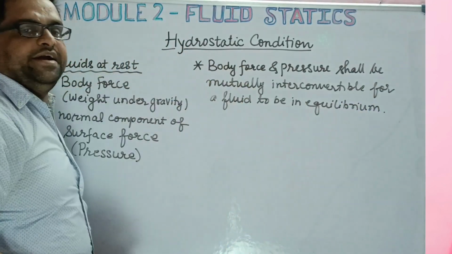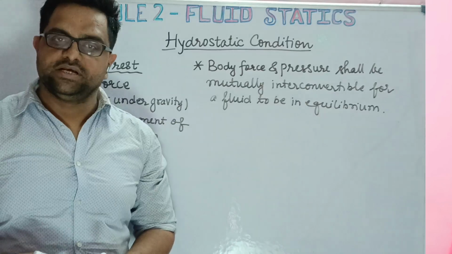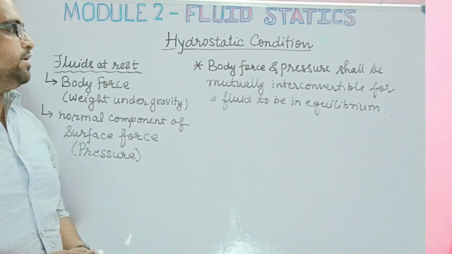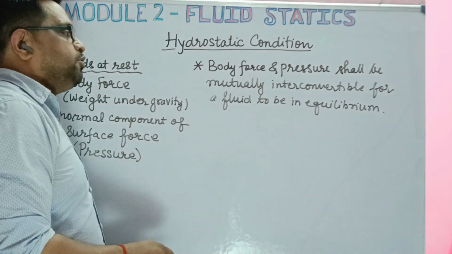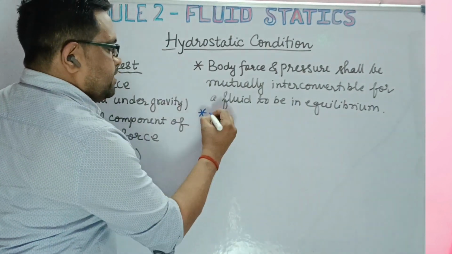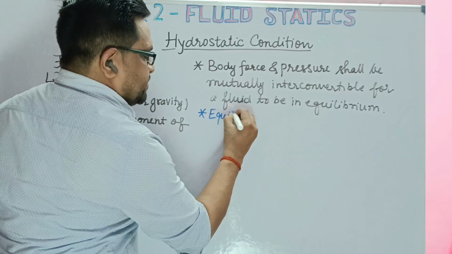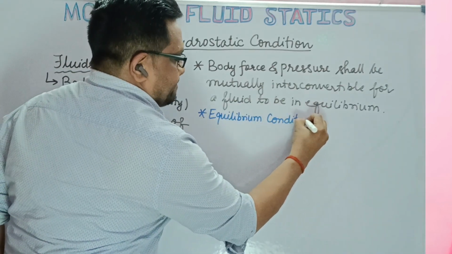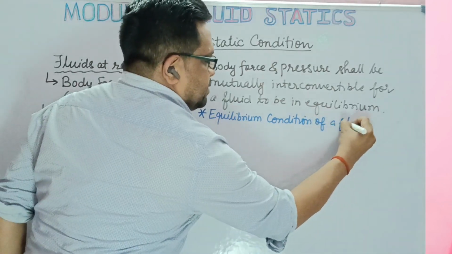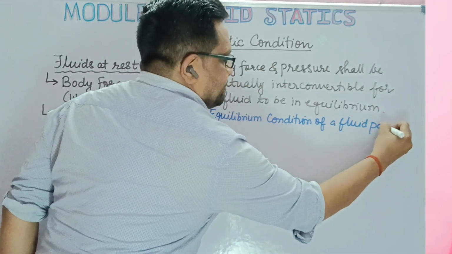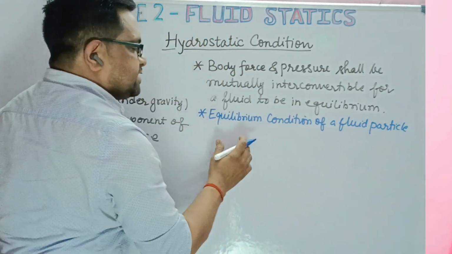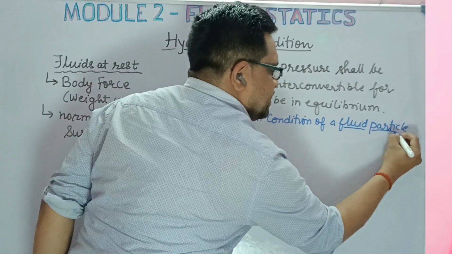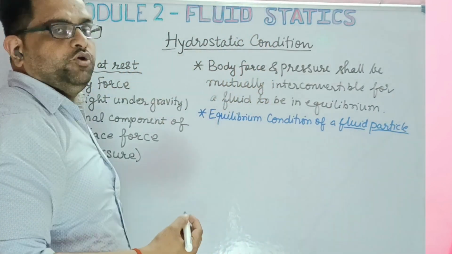Now, the hydrostatic condition. What do we mean by this hydrostatic condition? The hydrostatic condition simply involves the equilibrium of a fluid particle. So basically, we will talk about the equilibrium condition of a fluid particle. Now, before discussing the equilibrium condition of a fluid particle, let us try to see what we mean by fluid particle, or how to define a fluid particle.